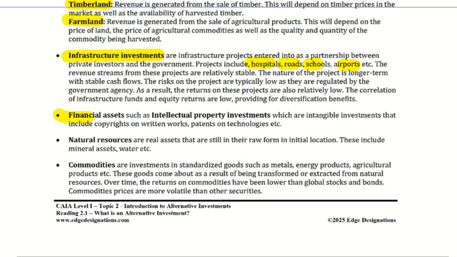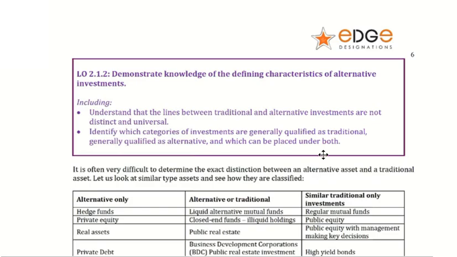You've got financial assets such as investments in intellectual property, these are typically what we would call intangible investments, things like copyrights, patents, things like that. Natural resources, mineral assets, things like that. Commodities as well. We'll spend a bit of time on commodities, things like metals, energy products, agricultural products, etc.